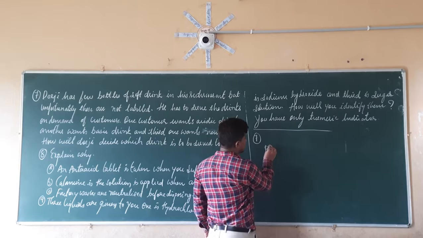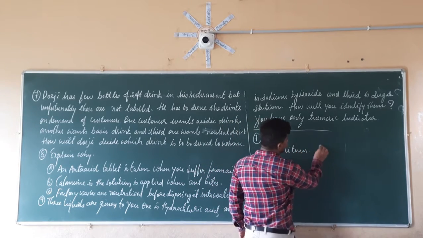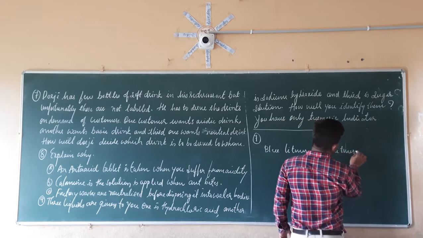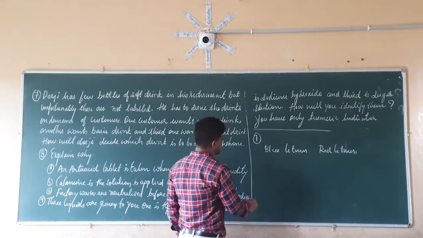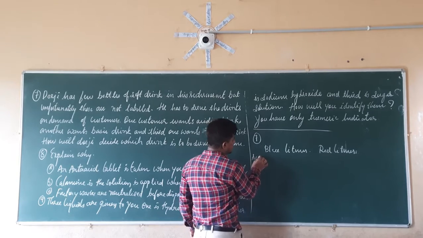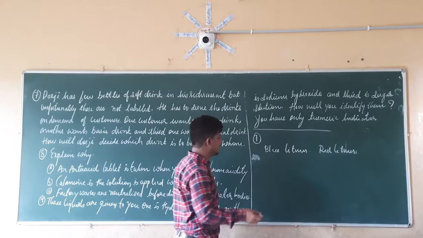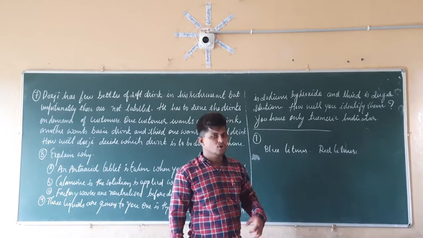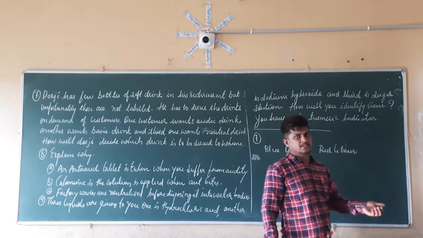Those litmus papers are nothing but the blue litmus and the red litmus, and he has the drinks. So he is going to take a few drops of the drinks from the 3 bottles. Those few drops he is going to add on the blue litmus as well as the red litmus.